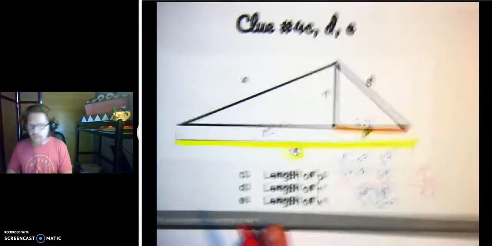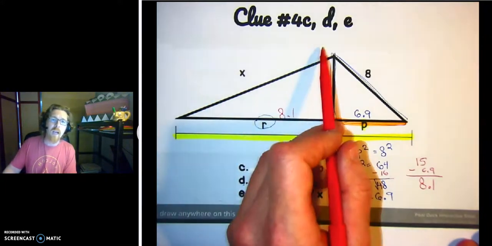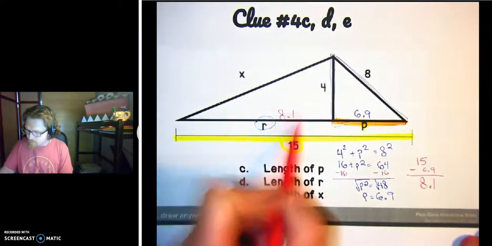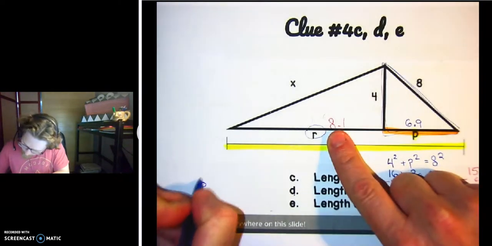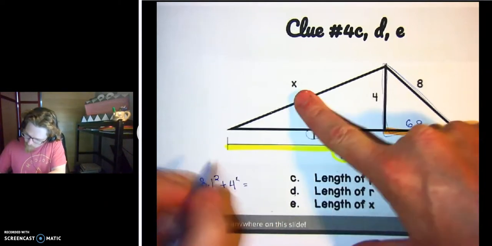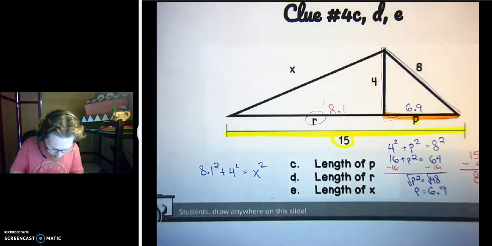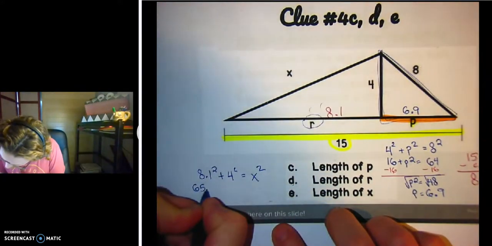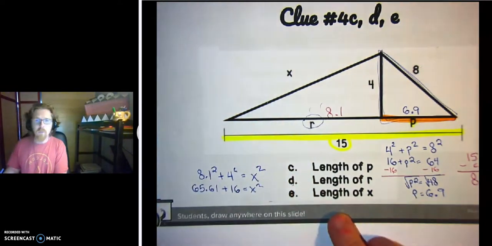Let's take a look at letter E. We want the length of X. Well, I notice X represents a hypotenuse of a right triangle, and so it looks like we have our 2 sides. So we're going to set up the Pythagorean theorem. It's going to be 8.1 squared plus 4 squared will equal that hypotenuse x squared. So we'll just set up our Pythagorean theorem. 8.1 squared is equal to 65.61. 4 squared is 16 equals x squared, so we do our squares.